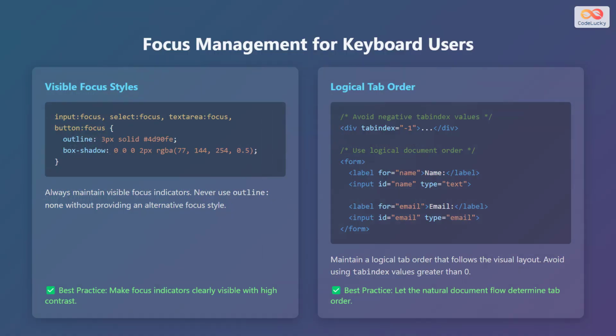Now we will delve into focus management for keyboard users. Always maintain visible focus indicators. Never use outline none without providing an alternative focus style. Make focus indicators clearly visible with high contrast for the best practice. Also maintain a logical tab order that follows the visual layout. Avoid using tabindex values greater than 0. Let the natural document flow determine tab order. This helps users navigate the form in a predictable and intuitive way.